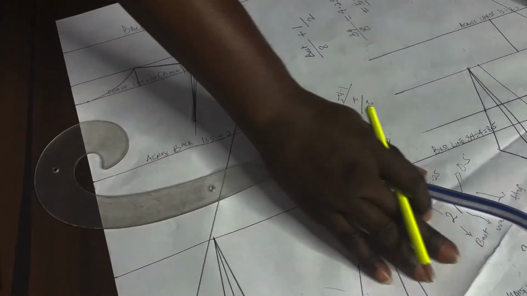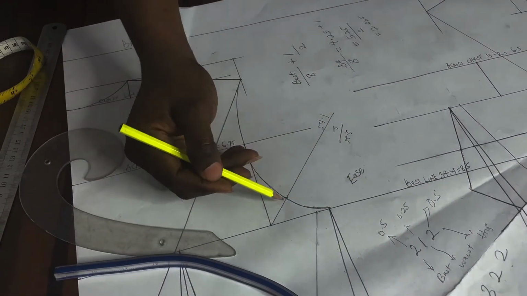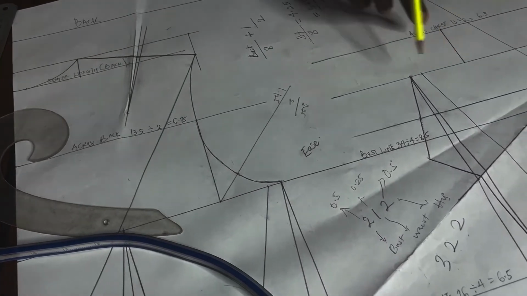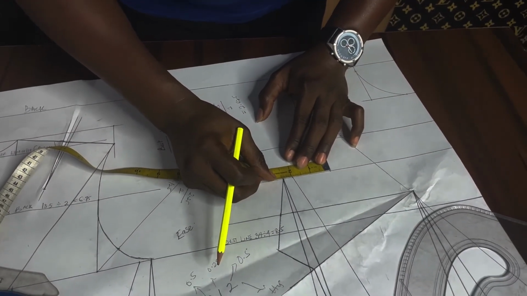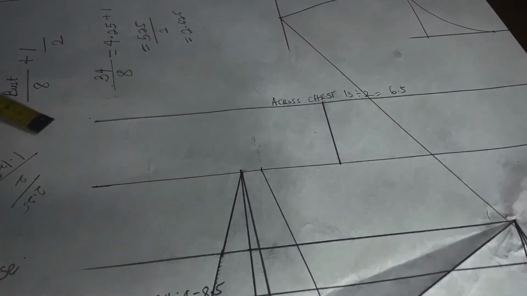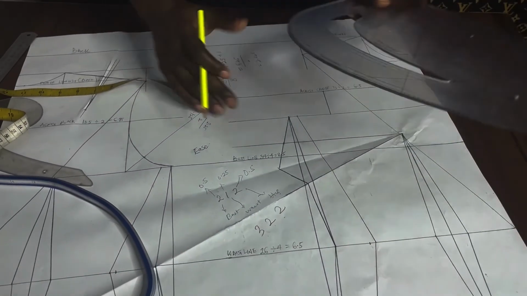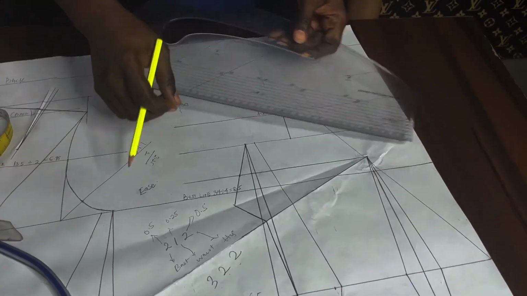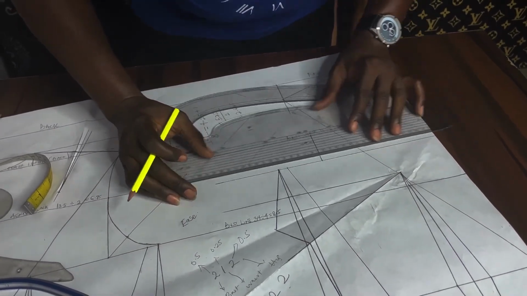The same process for the front, but slightly different. We divided this into 2 to give us the center point. Now this is going to be divided into 4. From this point to this point, we have about 2.38. So 2.38 divided into 4. But first, let me have my angle 45 degree.